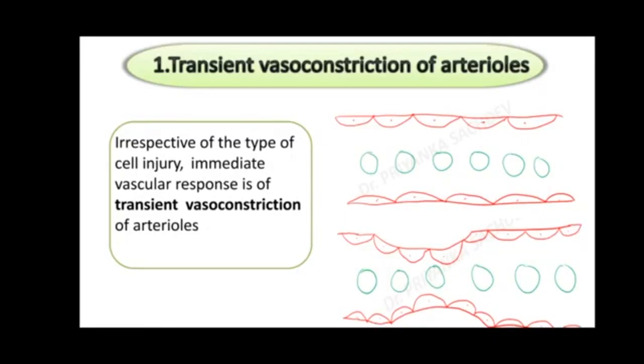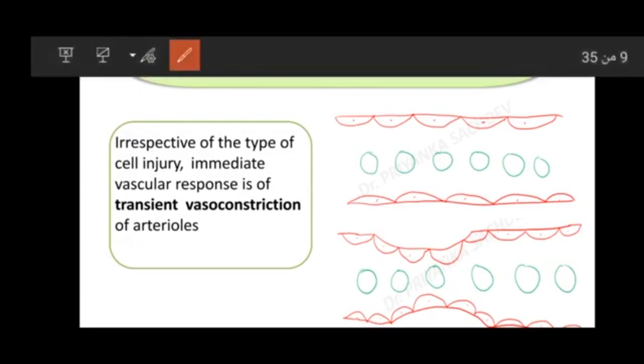Number 1, transient vasoconstriction of arterioles. Irrespective of what type of cell injury, the immediate vascular response is a transient vasoconstriction of arterioles. Now look at the figure. The red in color is the blood vessels. The green in color is the white blood cell. White blood cell is the army in the body.